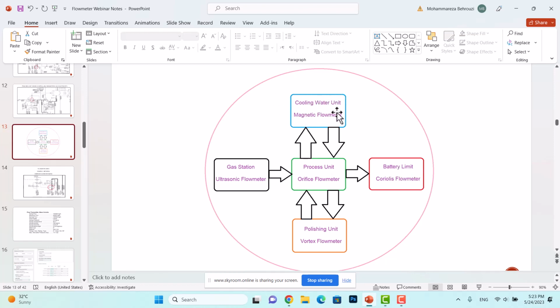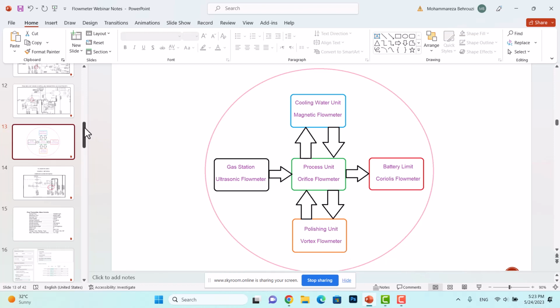And we have cooling water units. Inside the process units we have some hot fluids which should be cooled down. I mean, we have some equipment such as heat exchangers, and in some of these heat exchangers the cooling medium is cooling water. And for cooling water units we use magnetic flow meters, because we are dealing with dirty fluids. And unlike the cooling water units, for polishing units we use vortex flow meters, because we are dealing with clean fluid such as DM water.